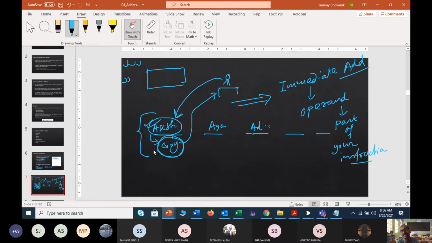So that is why immediate addressing is fast, but it has one limitation: it can act in a limited range only. Because your instruction cannot always carry all the operands itself, right? So this was the complete example of immediate addressing.